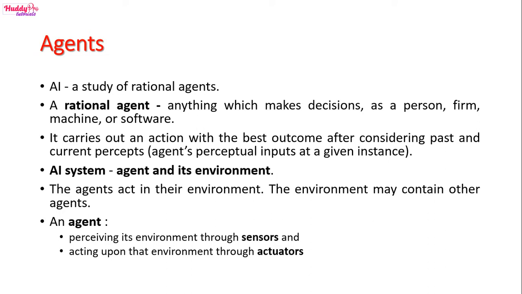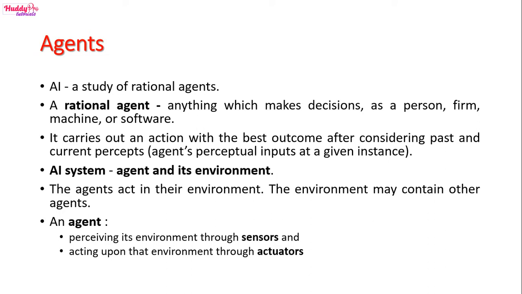So an agent is anything that can be viewed as perceiving its environment through sensors and acting upon that environment through actuators. So we are saying that an agent is anything that can be viewed as perceiving its environment through sensors and then acting upon that environment through actuators. Now, these sensors and actuators are the two main components that the agent will use. We shall explore them as we continue in this lecture.